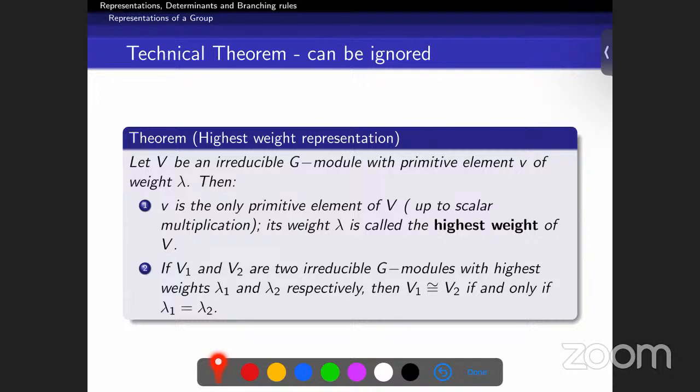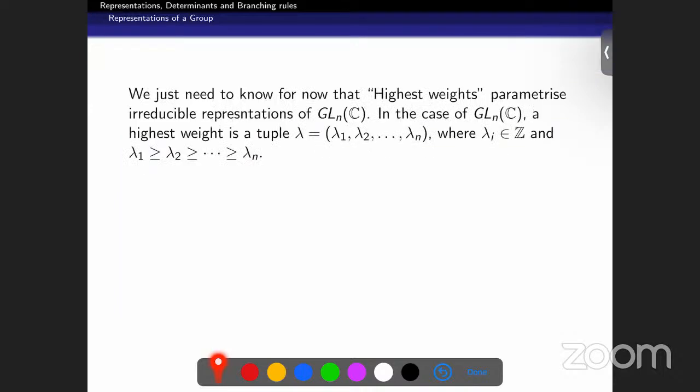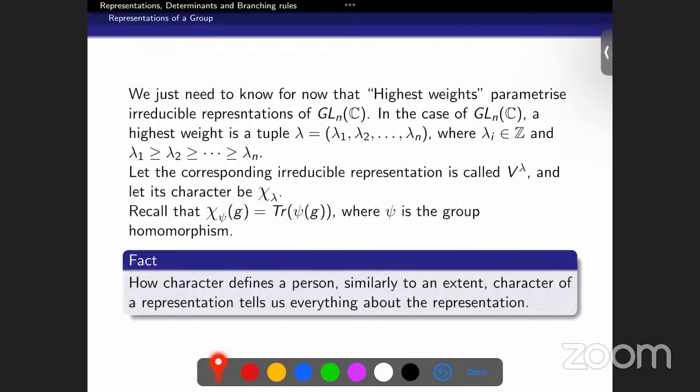So we are not concerned about any general group. Let's be very particular. Our group of interest is just this GLNC, right? And in the case of GLNC, this highest weight is an n-tuple given by lambda 1 till lambda n, where all these lambdas are integers, and we have lambda 1 greater than or equal to lambda 2 and so on, in a decreasing order. So let's say that the corresponding irreducible representation, we call it V superscript lambda, and the character is chi lambda.